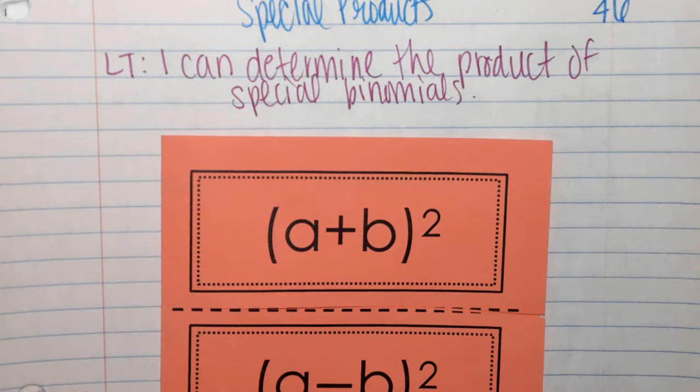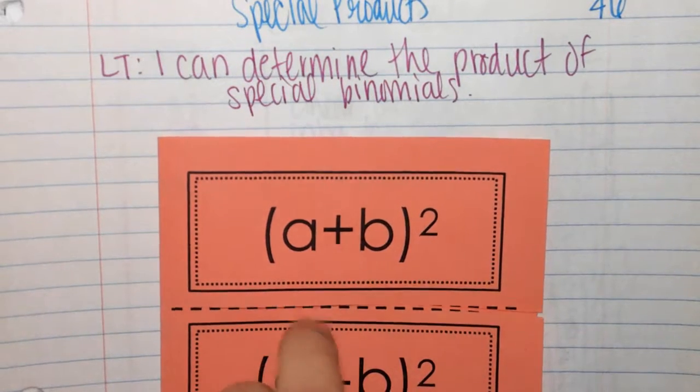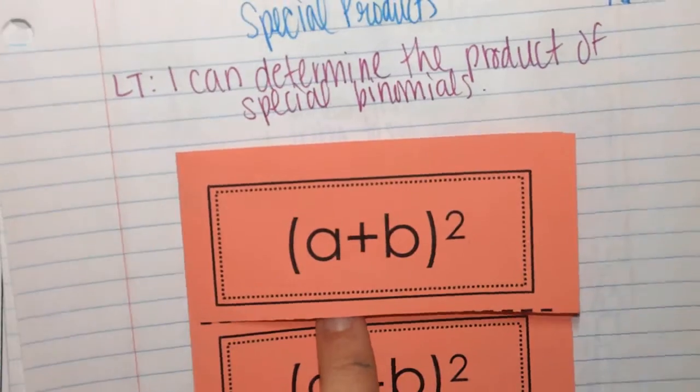Alright, so it's I can determine the product of special binomials. Now, what mathematical operation is product? So product is multiplication. Sum is addition. So this is the special product of a sum. That's what we're going to be doing. Are we ready? Open this guy up.